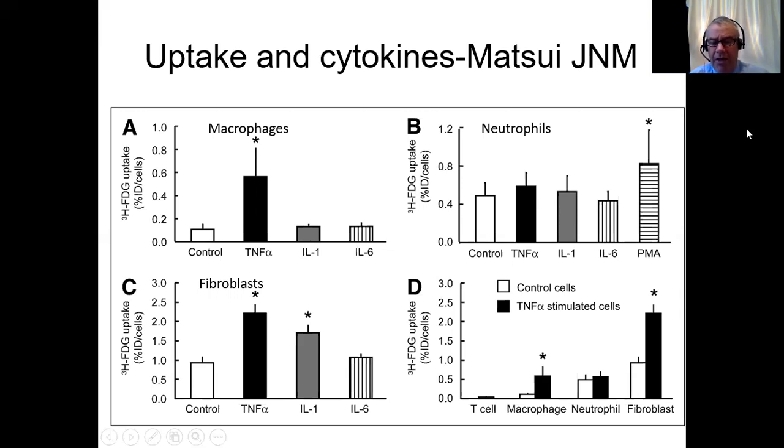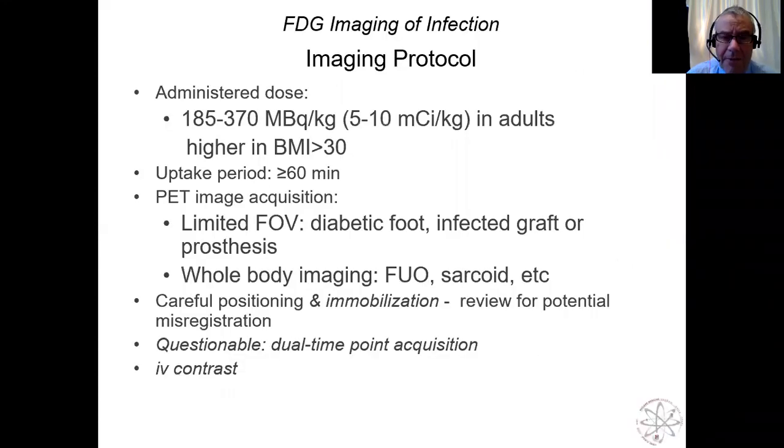And when you compare TNF alpha with control cells, you'll see that almost all cell types, except for neutrophils, there is a significant increase in uptake of FDG. So the FDG uptake in infection, in a way, is a bit more specific than it is in cancer.